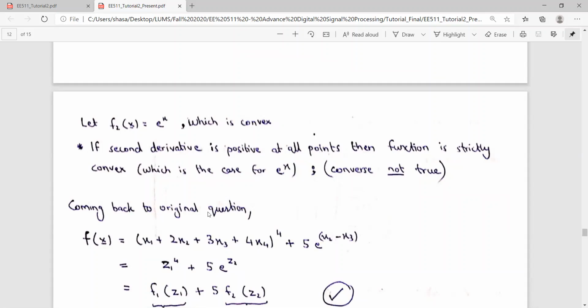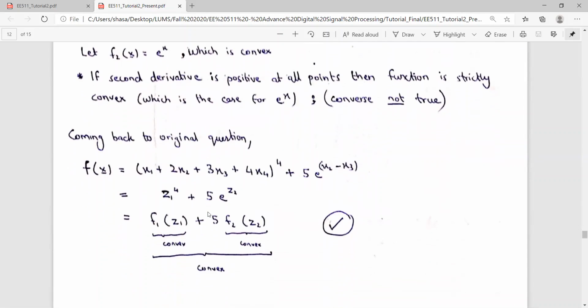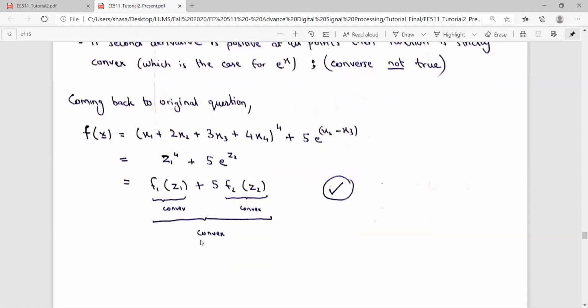So we have derived all the intermediate results. We have seen an overall map, and here we just connect them all. So f of x, we started with this expression. Then I say that this is equal to z1 to the power 4 plus 5 times e to the power z2. And then this is equal to f1 of z1 plus 5 f2 of z2. And since these two functions are convex, and there is a summation with a positive weight, this whole expression is also convex, and through this I have proved the convexity.